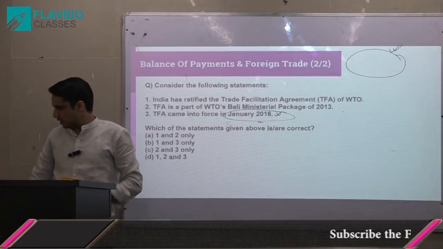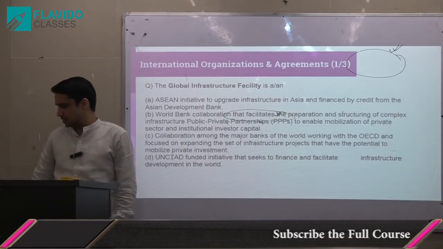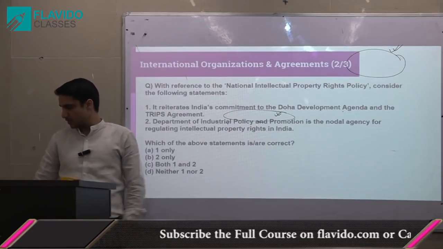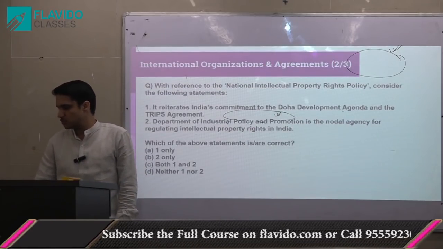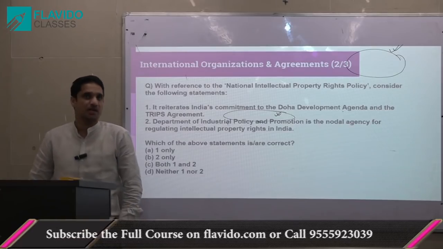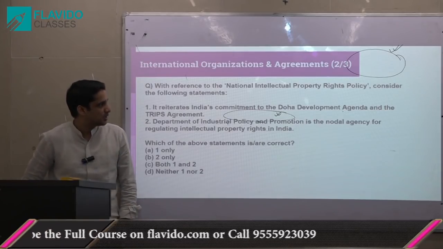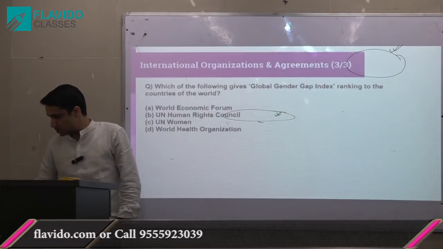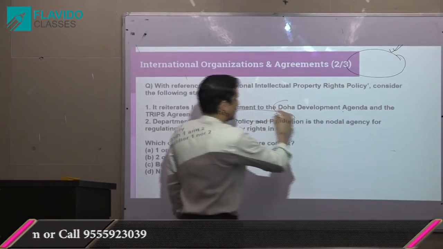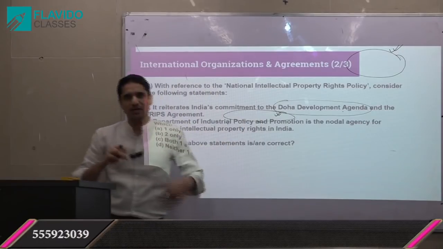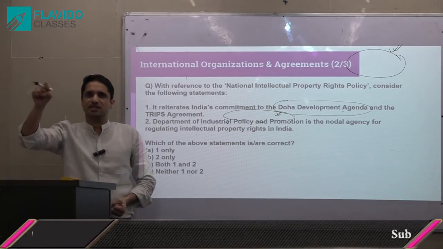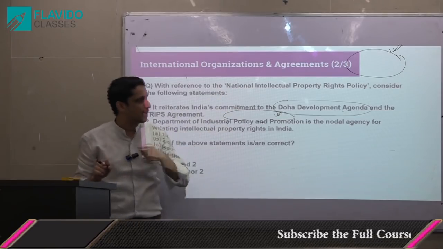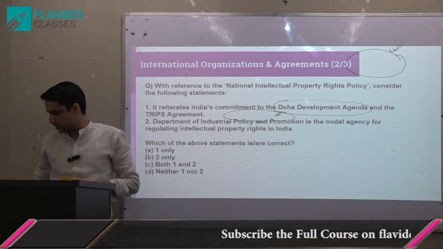Then from international organizations and agreements, UPSC asked 3 questions. For example, they asked about the Global Infrastructure Facility. The second question was related to the National Intellectual Property Rights Policy, which came last year. This question was dovetailed with the Doha Round, the Doha Development Agenda. So now they are not asking the direct question; they are asking the static component of the Doha Round dovetailed with the National Intellectual Property Rights Policy, which is in current affairs.